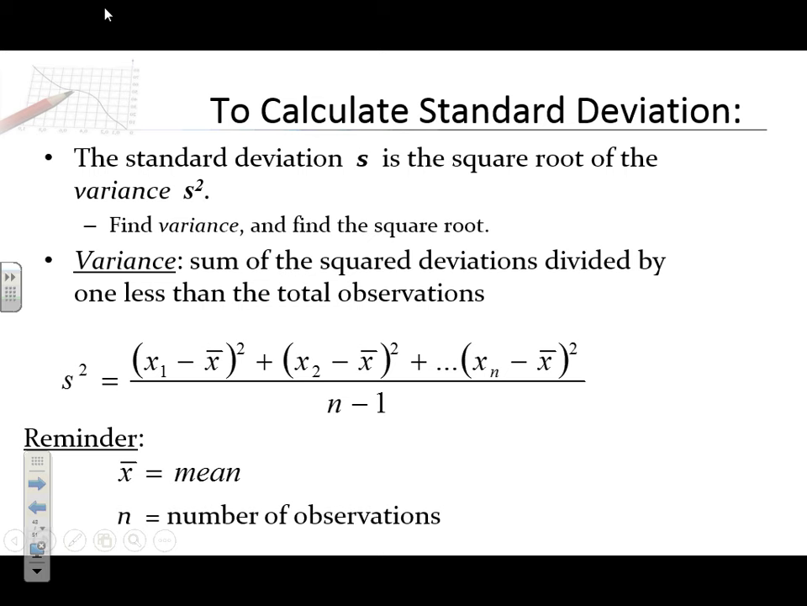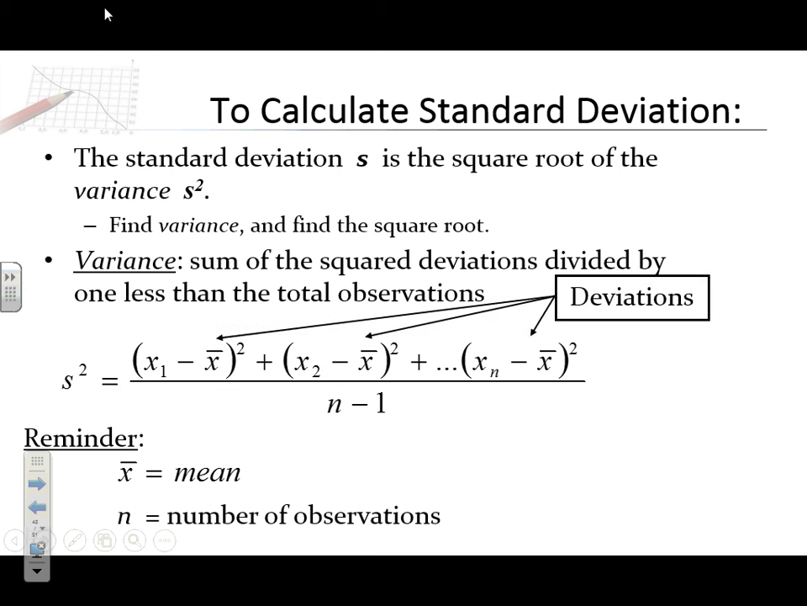Now some terminology. On the top here, these little x minus x bar squared, those are the squared deviations. Deviations are the difference between a point and its mean. So when we say standard deviation, we've calculated the deviations for every single point in the set, and then we're going to look at kind of the average of those deviations. That's what this process is going about.